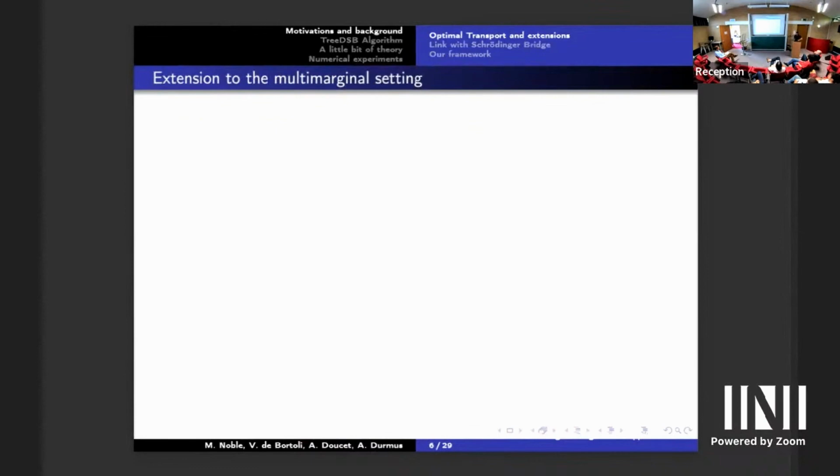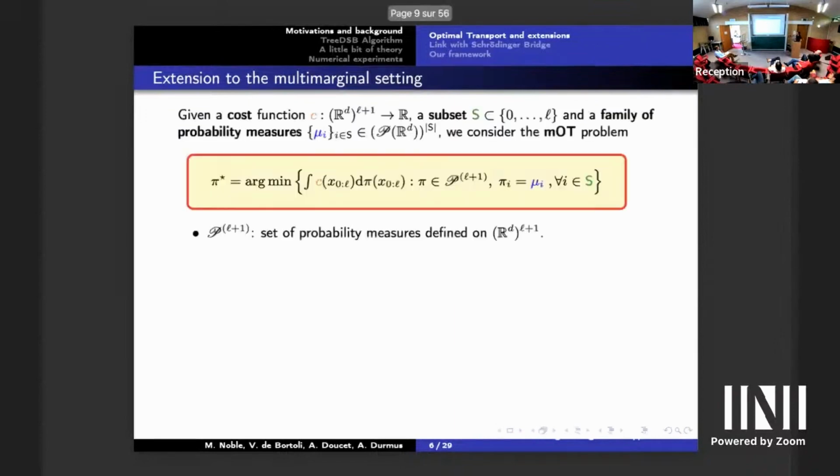So now we have seen how you compute optimal transport for the quadratic cost between two marginals. But the idea is, once you have more than two marginals, how do you do? It's a simple extension, actually. So you still have your cost function, but this time it's with more variables. And the idea is that you define a subset. So this is this S.